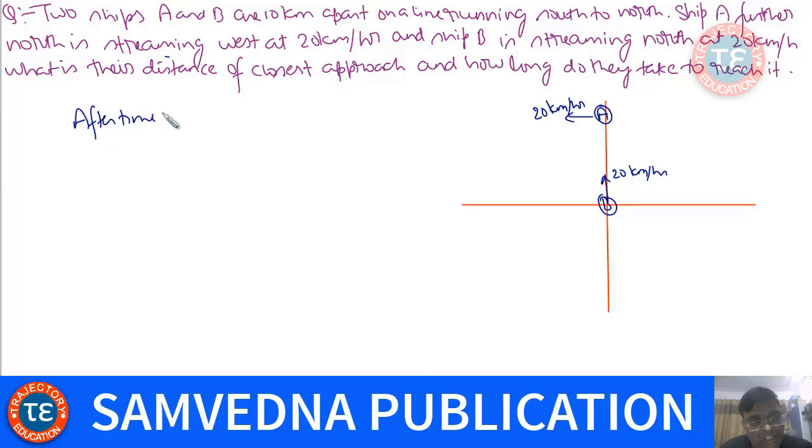So after time t, if this is the x and y coordinate, initially this was 0, 10 km upward, and the x coordinate was 0. So after time t, what is the coordinate of A? Coordinate of A will be what?